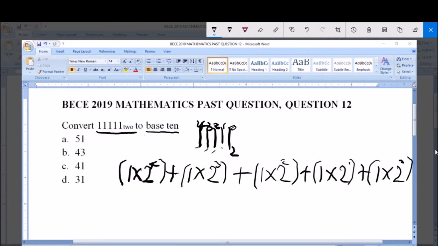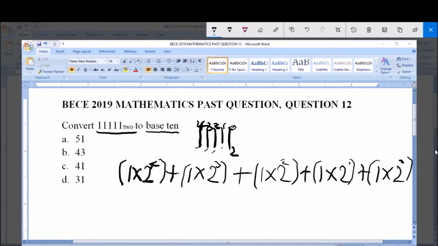Now let's continue further with our simplification. We have 1 times 2 raised to the power of 4. 2 raised to the power of 4 simply means 2 times 2 times 2 times 2. Like we know, 2 times 2 will give us 4, 4 times 2 will give us 8, and 8 times 2 will give us 16.